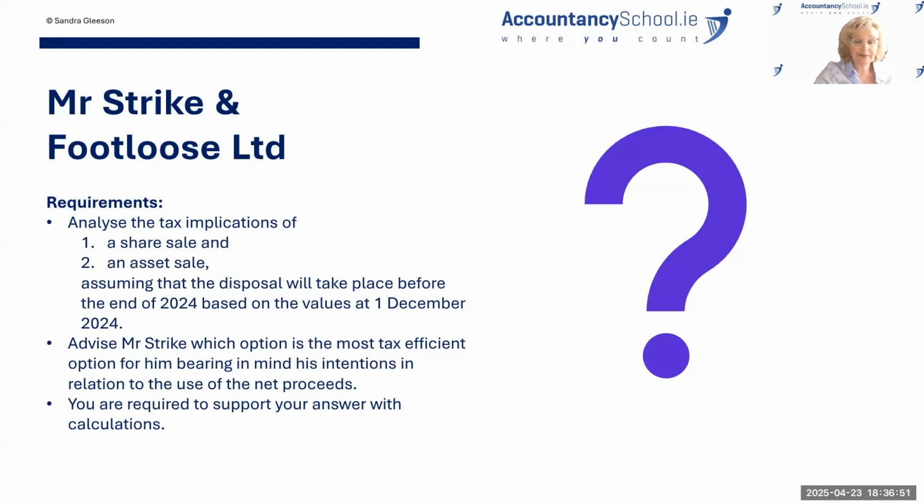We're asked to advise Mr. Strike which option is the most tax efficient option for him, bearing in mind his intentions. So as we're reading down through the case study, we'll have to identify what are Mr. Strike's intentions in relation to the use of the net proceeds, and you're required to support your answer with calculations. So that means that I'm going to have to do some calculations and some writing.